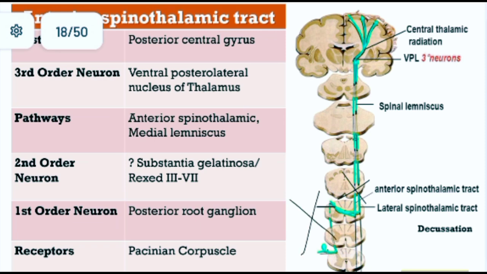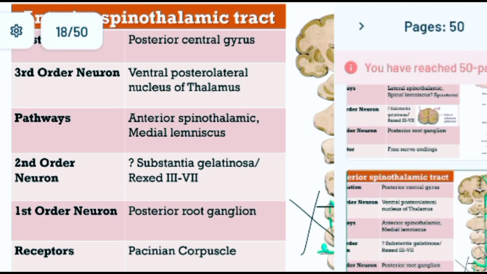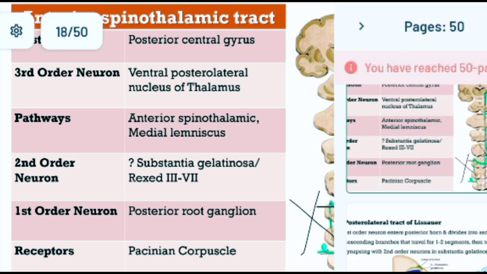Okay, and what are we losing? Remember, they are carrying mainly crude touch and pressure. Some are also even a little bit of vibration, but mainly it's going to be crude touch and pressure. Okay, so remember that. So that is on the anterior and the lateral spinothalamic tract. Okay.